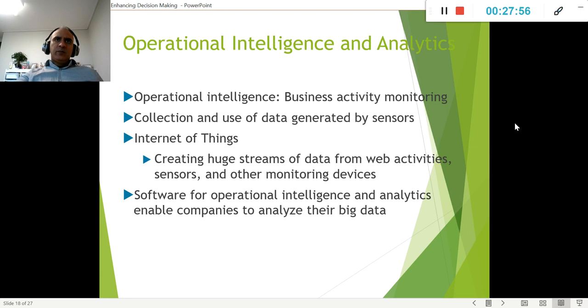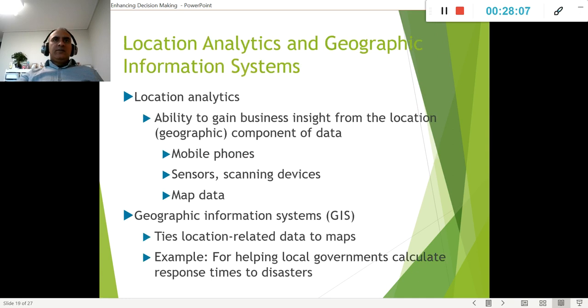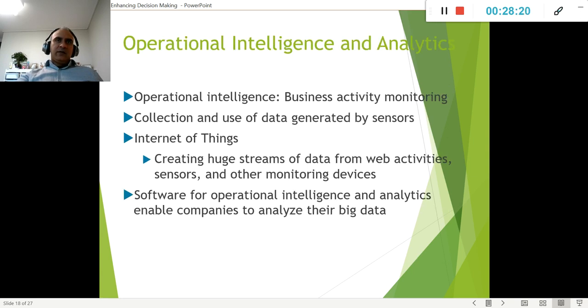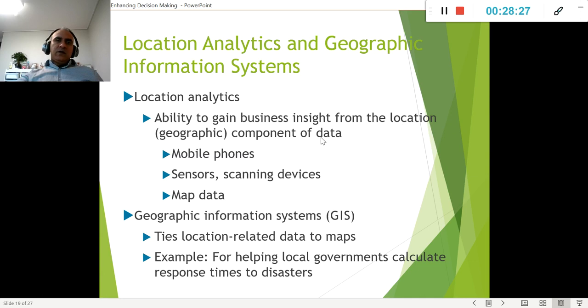That leads us to operational intelligence, which is: now we have data, we analyze it, and we put it into action. Okay, very good. Now we also have location analytics and geographic information systems. Through GPS, we also get a lot of data. That goes together with all the big data. Like I said, we can get big data from the operations, from what we do every day. We can also get it from the location.